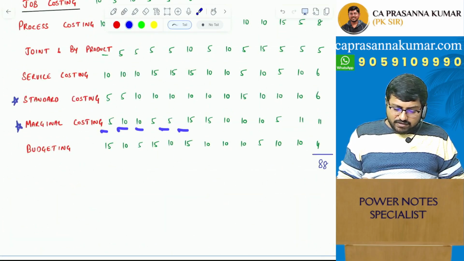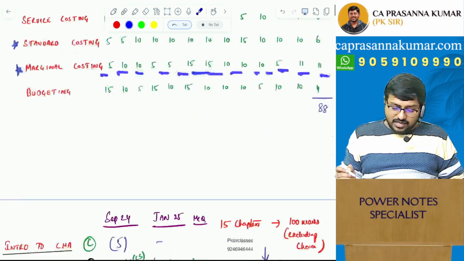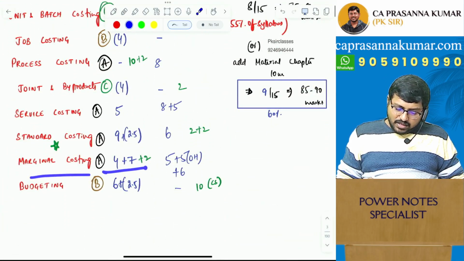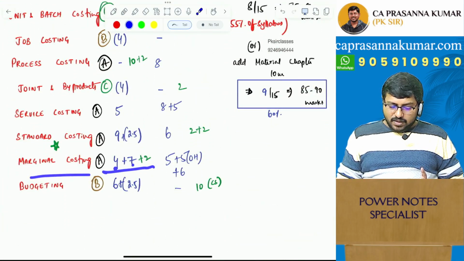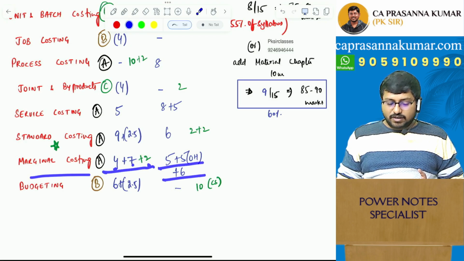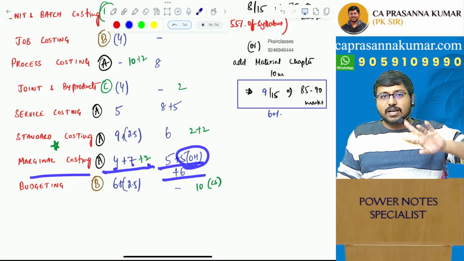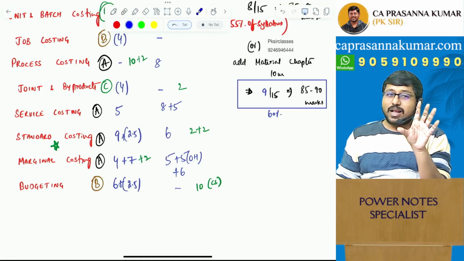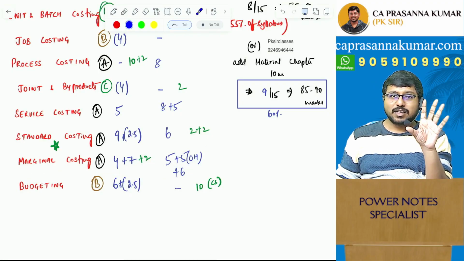5, 10, 10, 5, 5, 15, 15, 10, 10, 10, 5, 11, 11. On an average 10 marks. Last before attempt, 11, 13 marks. Last attempt, 16 marks literally. Of course, in that, the 5 mark question is mixed with overheads and marginal costing. You see, this is where ICAI really surprises you.